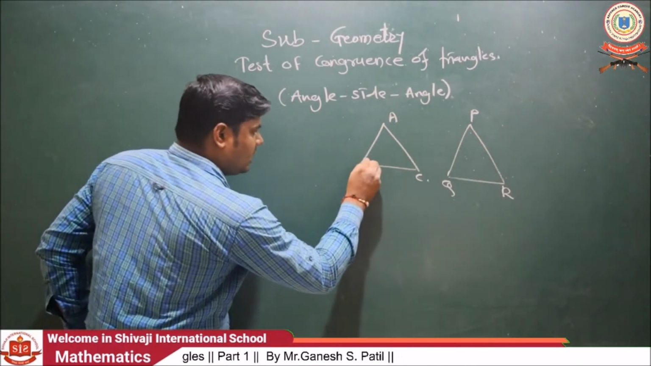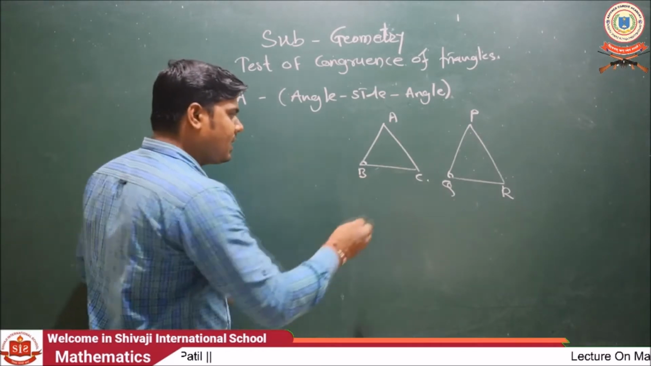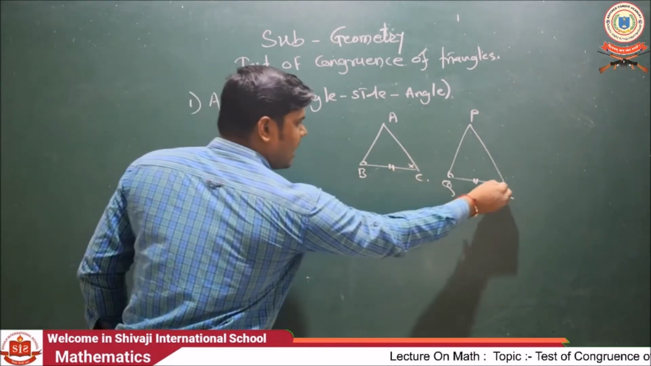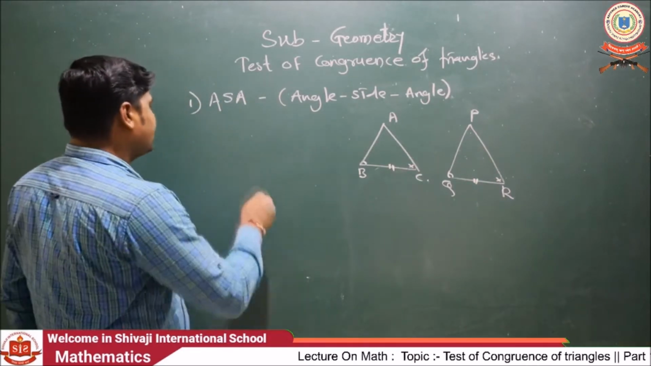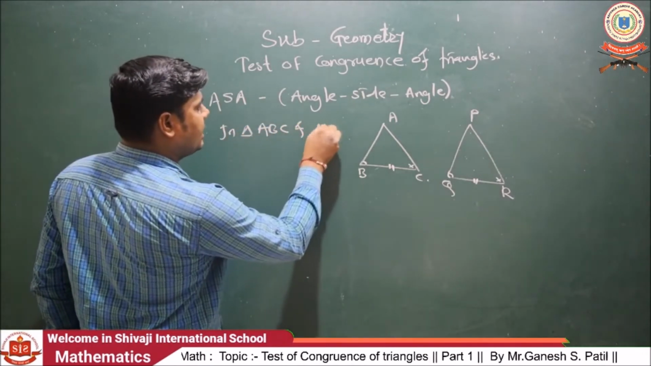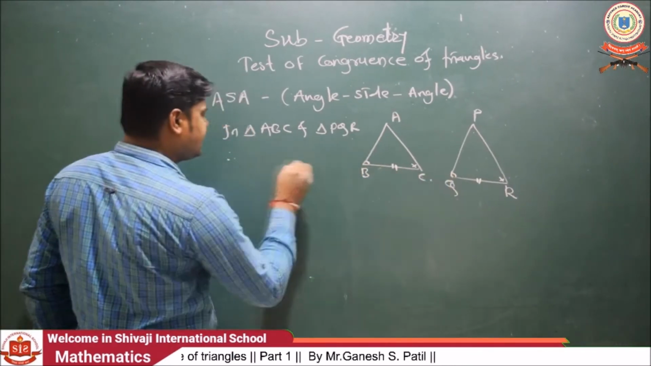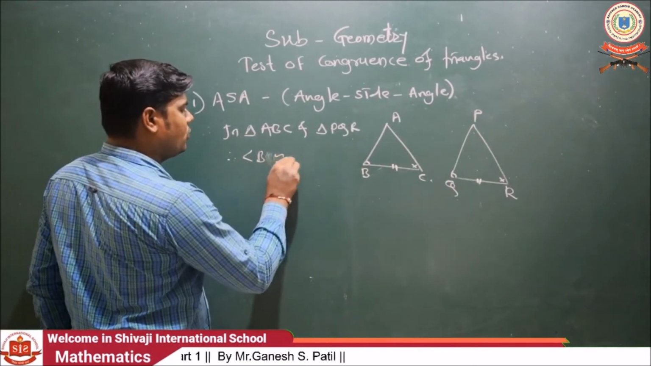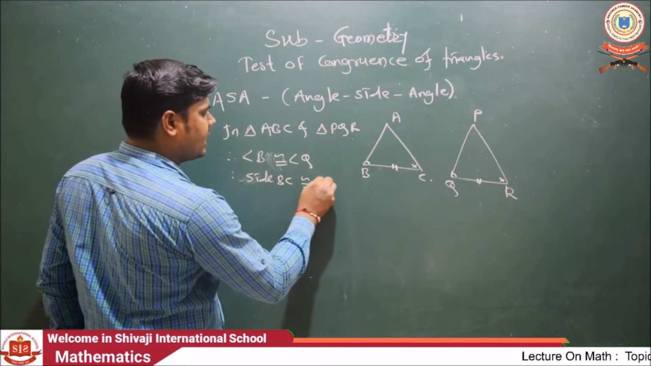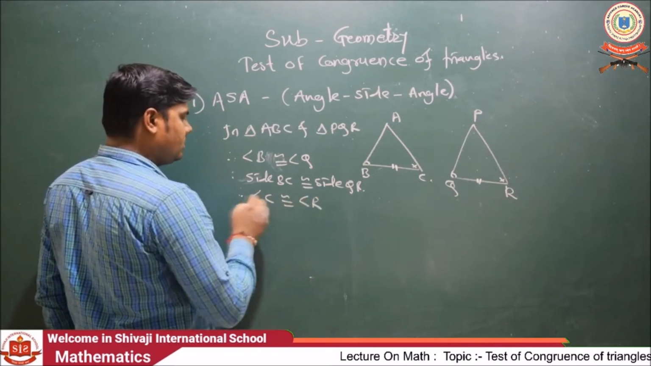Suppose here these two angles, angle B and angle Q, have identical marks. The sides BC and QR also have identical marks, and angle C and angle R also have identical marks. See, in triangle ABC and triangle PQR, angle B is congruent to angle Q, then side BC is congruent to side QR, and angle C is congruent to angle R. This means the ASA test.